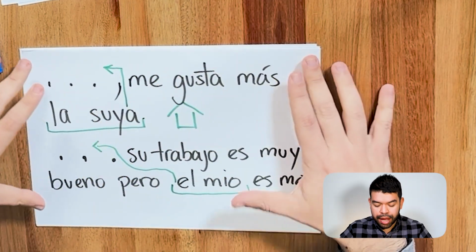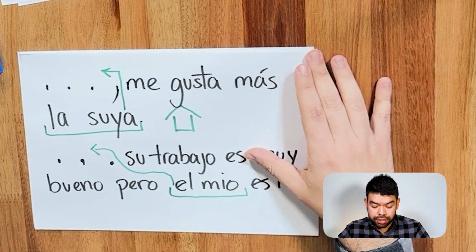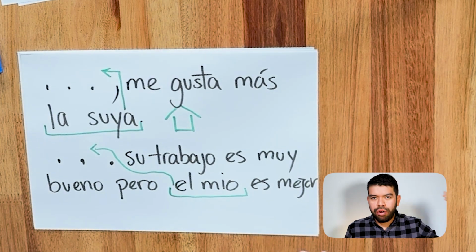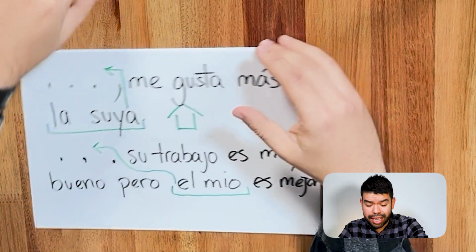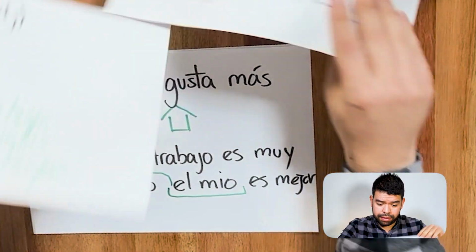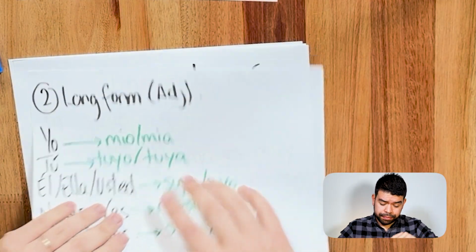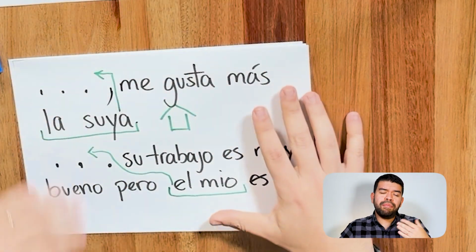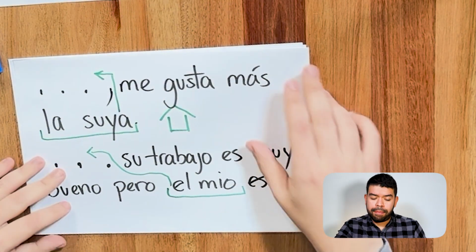Then we have possessive pronouns, which replace a noun we already talked about. And we would use the same chart as the one we were using for long form adjectives. It's this one. But just here replacing a noun we already talked about.